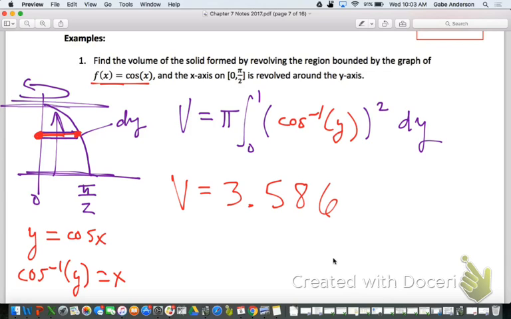Okay, do you guys have any questions about that? How to do it? Any surprising results? Why couldn't we just solve for x? Why couldn't we just do dx? We did solve for x. Why couldn't we leave the x in there?